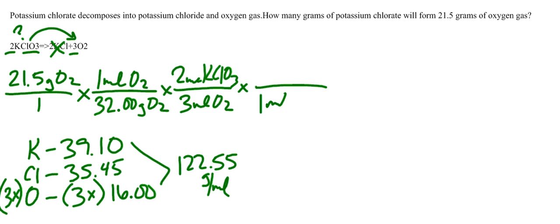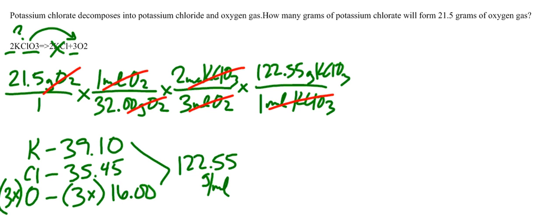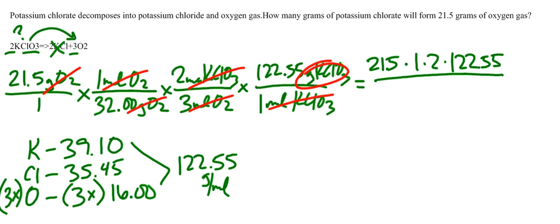So 1 mole of potassium chlorate is 122.55 grams of potassium chlorate. Okay? Moles cancel out. Grams cancel out. I'm left with grams of potassium chlorate, excuse me. Okay, so 21.5 times 1 times 2 times 122.55, okay, divided by 1 times 32.00 times 3 times 1.